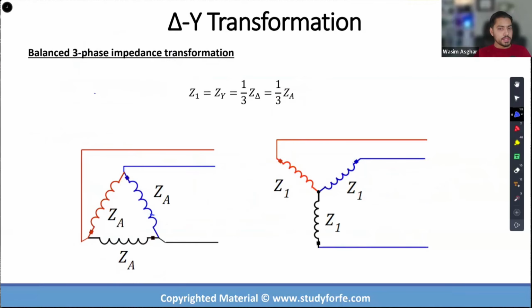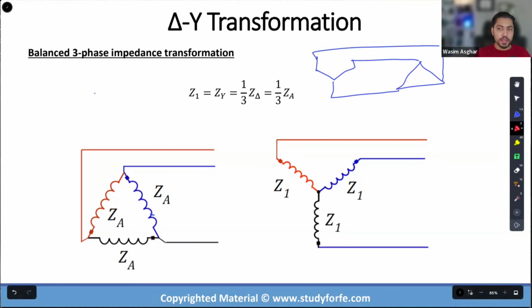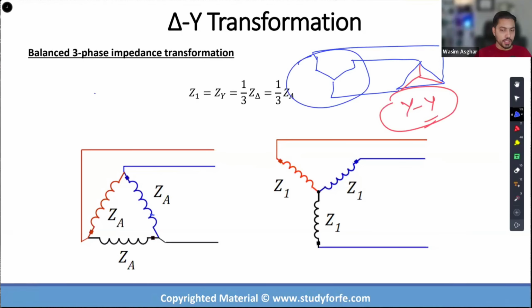I am trying to make my life easy because if I get thrown a Y source connected with a delta load, then the issue over here is that I cannot directly apply Ohm's law until and unless I convert this guy into a Y as well. Because remember, the name of the game is YY. So we need to have a YY configuration. So the source side is legit, it's looking good, but the load side needs to be modified, manipulated. How do I go about it? That's where this comes into play.